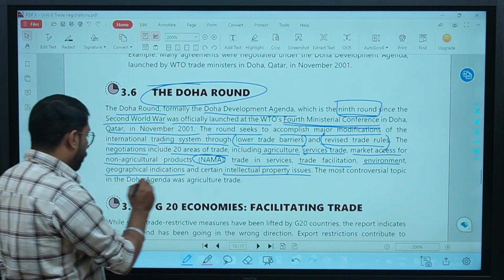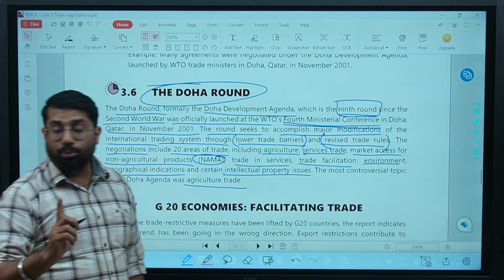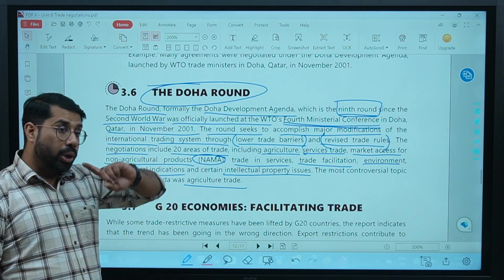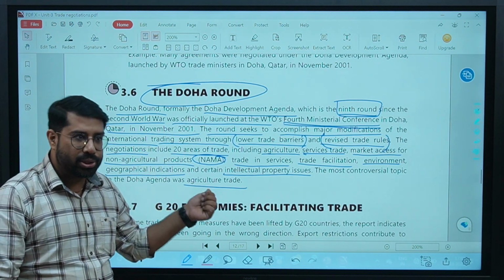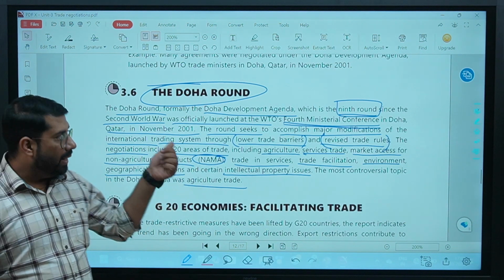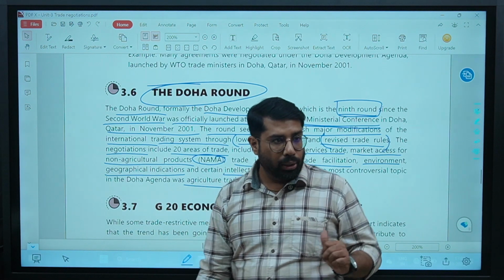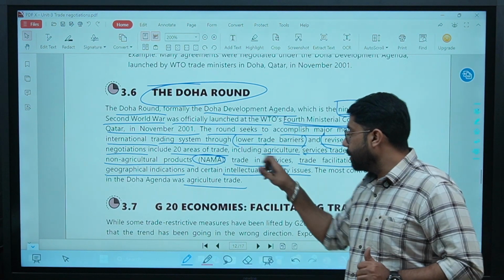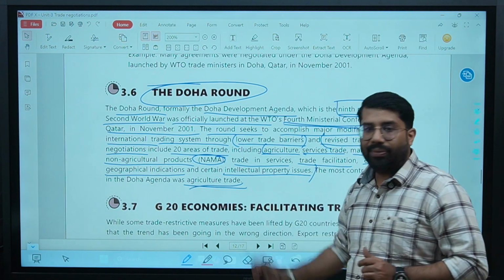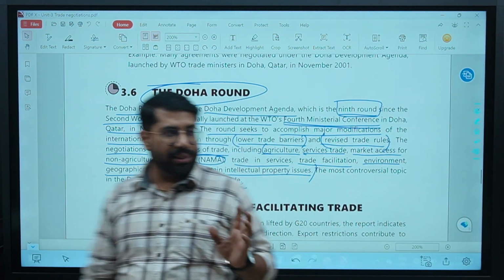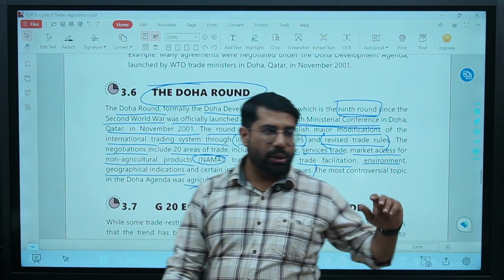The most controversial topic in the Doha agenda was agriculture trade. I hope you can understand why the most controversial round was agriculture trade, because in GATT, if there were no arrangements for something, it was agriculture trade only. So when the member countries of the WTO met in Doha, Qatar in November, they focused on these issues, but the major issue was the dealing of agriculture products. That is the agriculture trade. Are you clear? So, this was the Doha round of WTO.